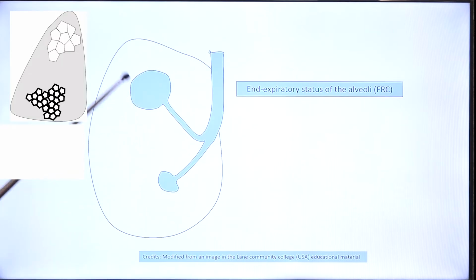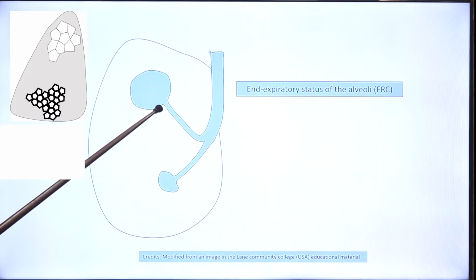The reason for this is that the negative pressure in the pleural space in the apex is more than the negative pressure in the base. Therefore, there is a suction effect holding the alveoli at an expanded volume in the apices of the lung more than in the base of the lung. We shall see that in greater detail later.